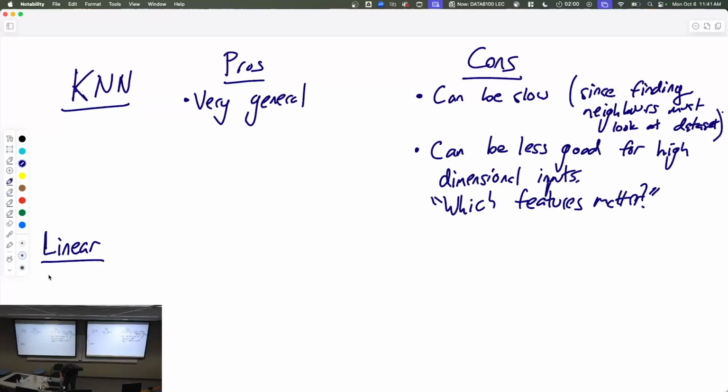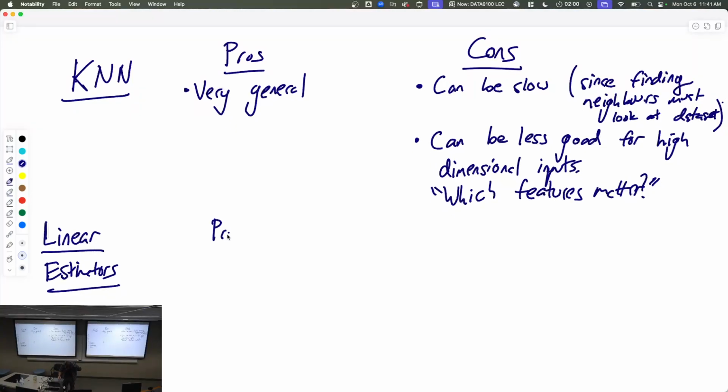I'm going to say linear estimators. And the linear estimators are very simple. They're a good starting point for understanding more complicated ones. And the idea is, of all the features you can condense down, you can write these slopes that tell you which features are important or not, or which combinations of features are important. So the pros: it should work well in high dimensions.